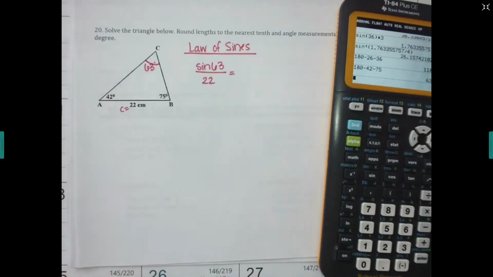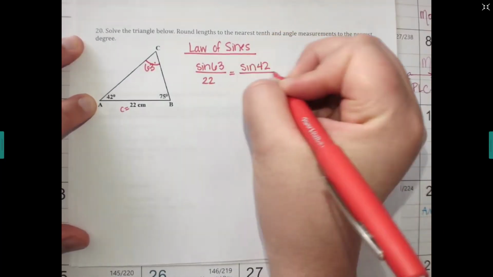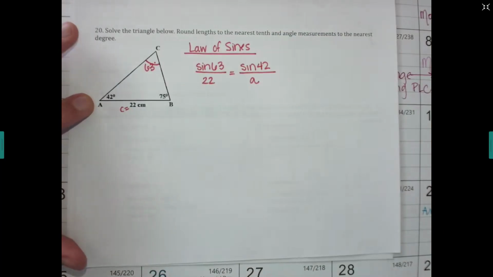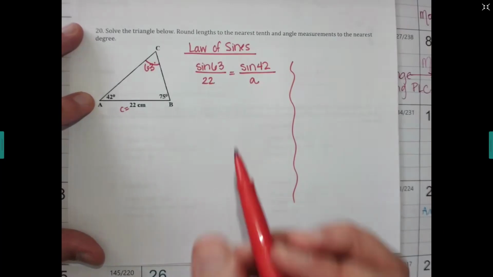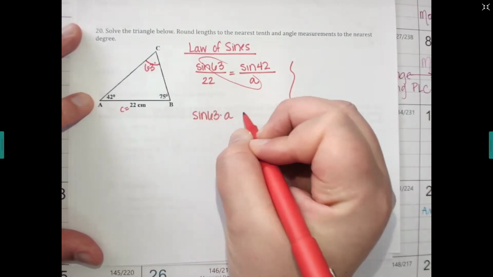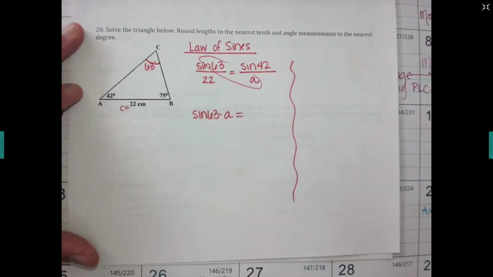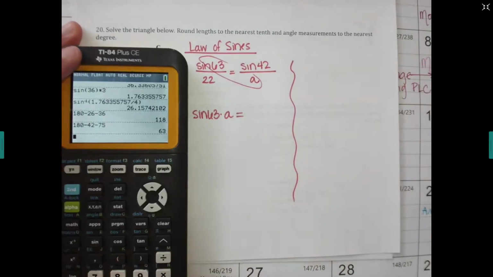And then since I'm having to solve the whole triangle anyways, it doesn't matter if you find A or B first, just pick one. So let's say that I wanted to find A, then I'd do sine of big A, which is 42, over little a, which I don't know. And then cross multiply. So sine 63 times A is a sine 63 times A. But then that other diagonal, I'm going to actually times it out in my calculator. So it'd be 22 times sine 42.